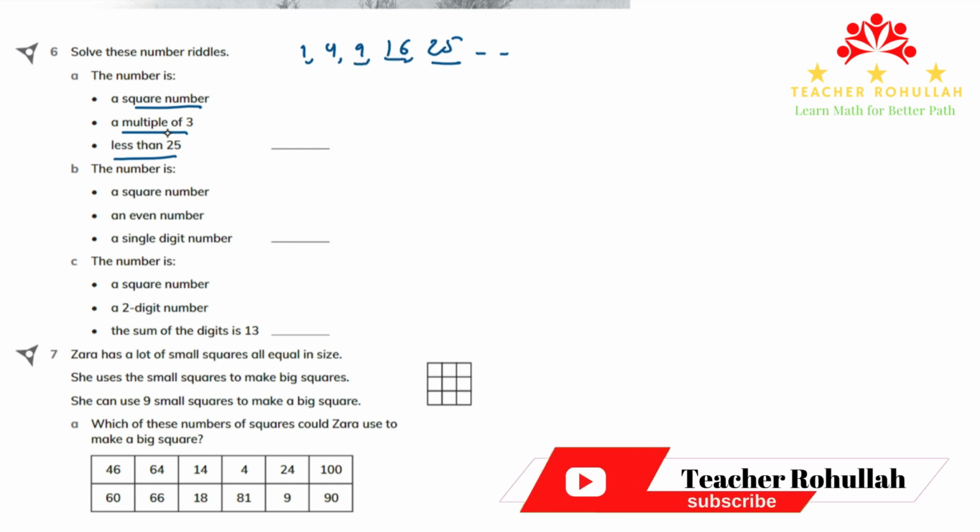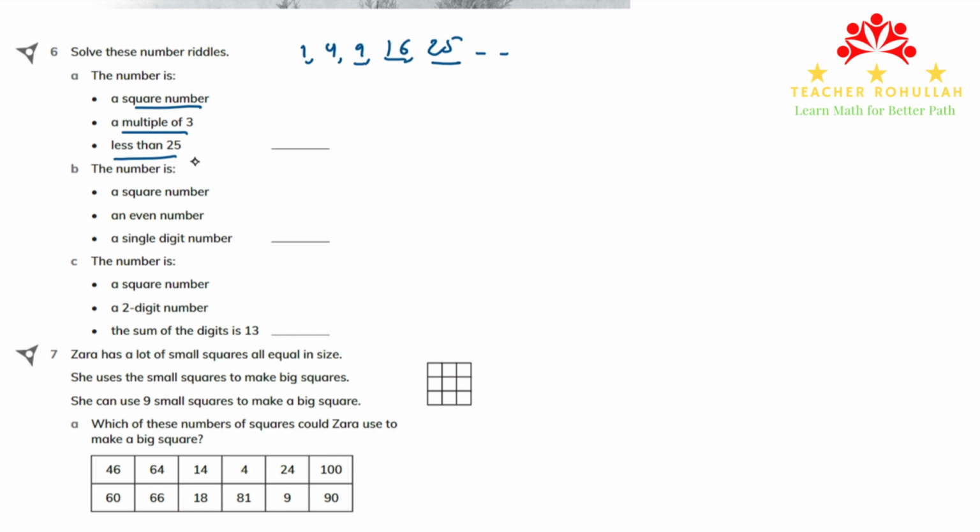It is a multiple of 3, it is less than 25, and it is a square number. So this one is 9.